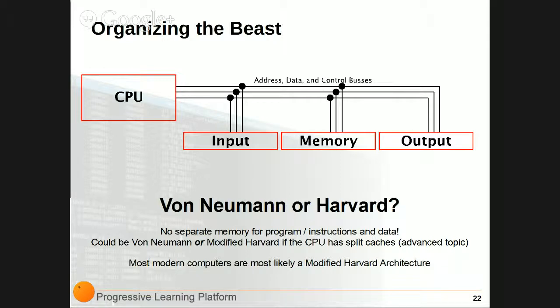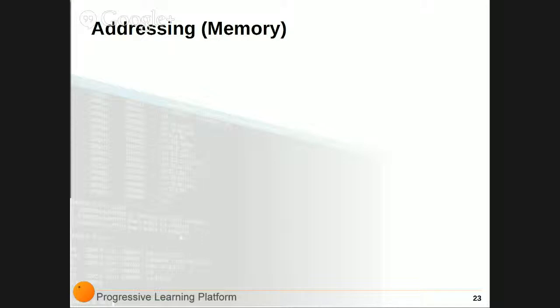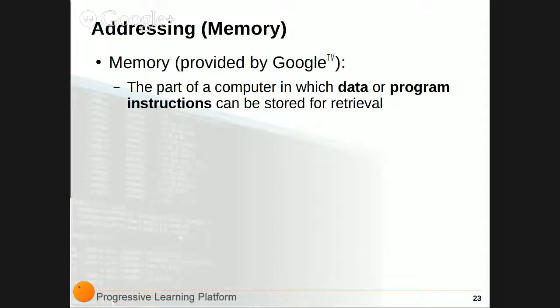So most modern general purpose computers use a modified hardware architecture for performance considerations. Now we have memory. We actually need a way to address the memory, right? So how does this work? The memory is the part of a computer in which data and program instructions can be stored for retrieval. It's like a pool of storage space where you can have your program, your data, and another program. How does the CPU know which ones to execute or which ones to fetch?